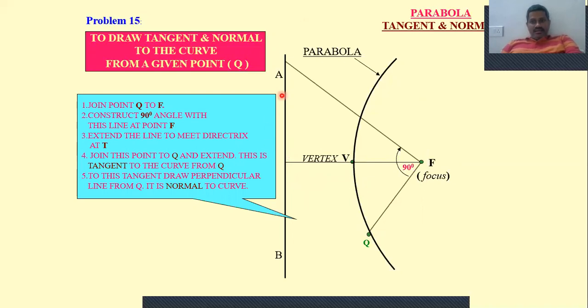Now from the point where this perpendicular line intersects the AB line, draw a line which must pass through Q like this. Then draw a line perpendicular to the previous line that we have drawn from the directrix location to Q. This will become your normal and this other line will become your tangent.